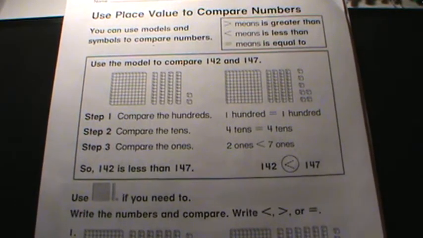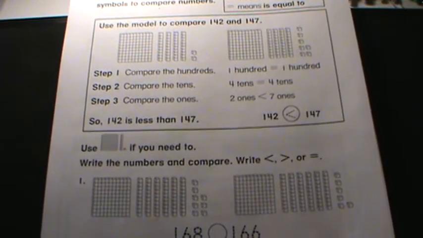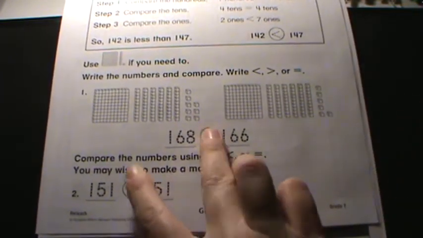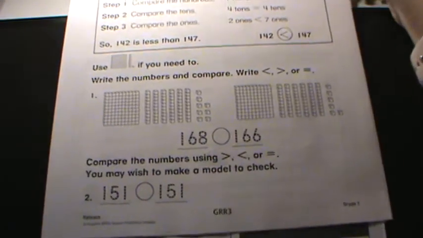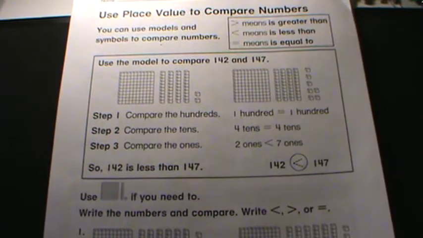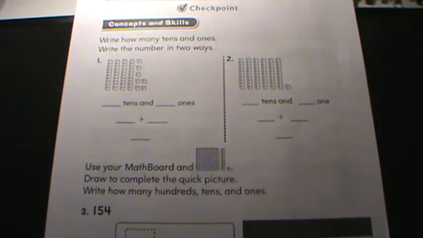All right, and then you have another page. This is a lot of reteaching. And then down at the bottom, it gives you 2 opportunities to choose the greater than, less than, or equal to sign. But you're going through this to just reteach that lesson if you struggled with it at all. All right, so moving on to the next page.